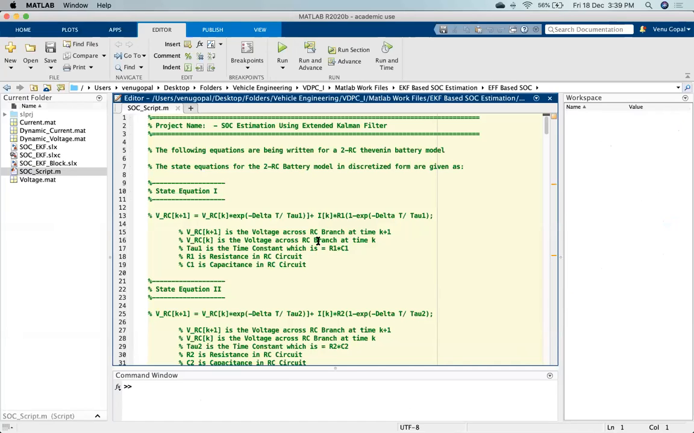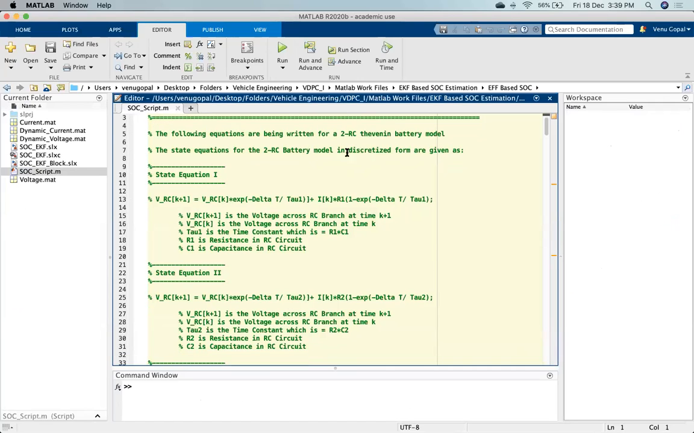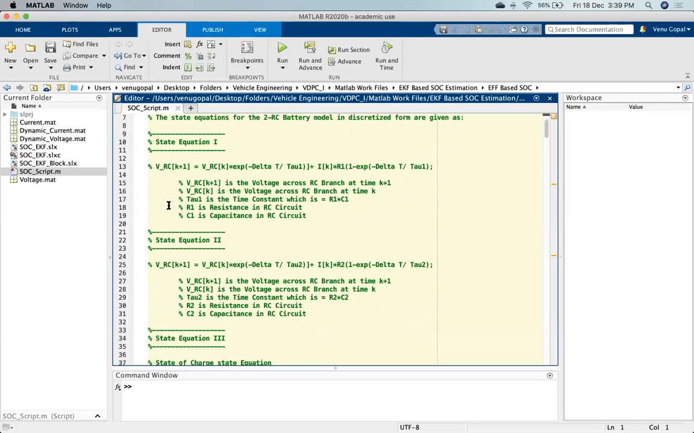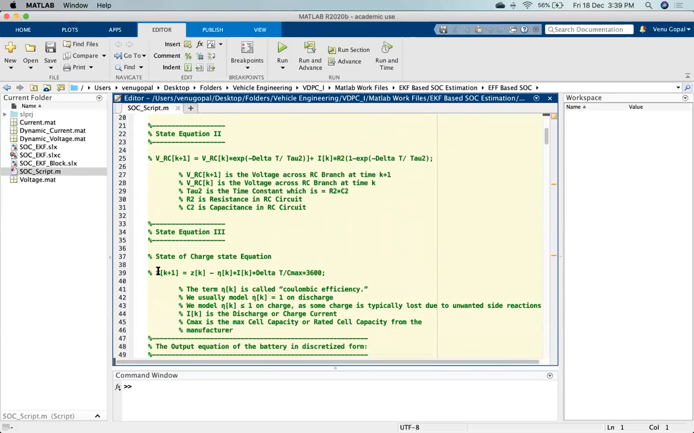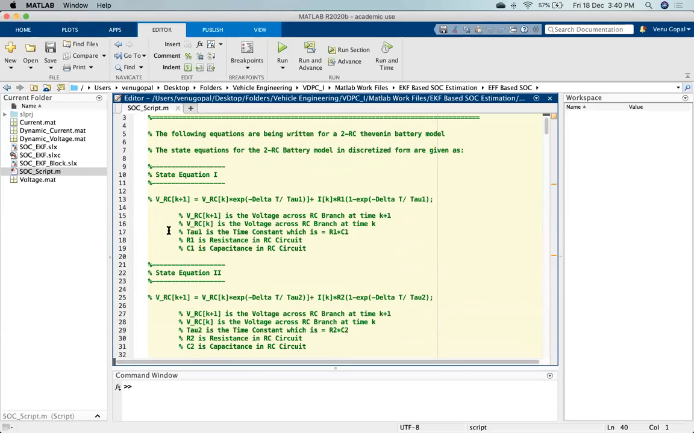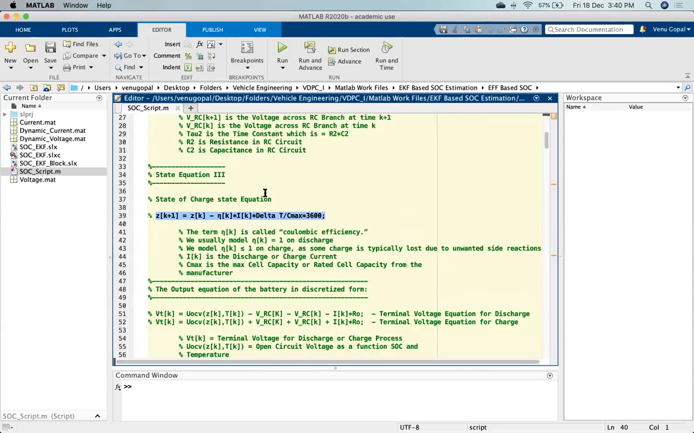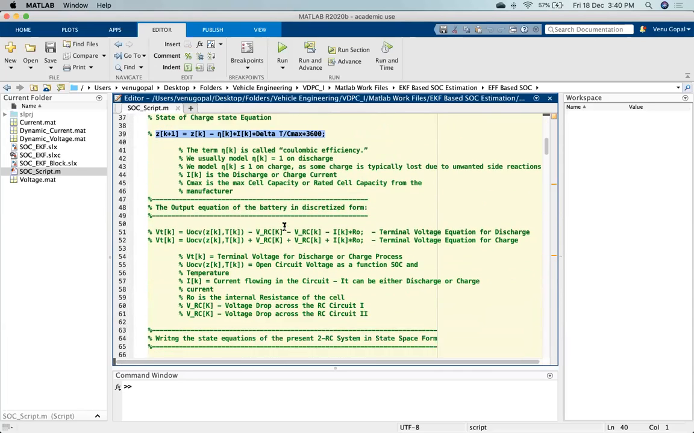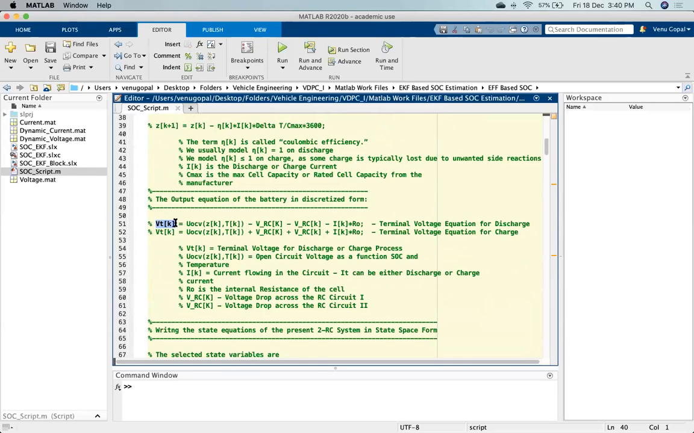So first, as I told you, we have to understand the system, the battery model. Here I'm using a 2RC Thevenin battery model. For that battery model, we have to write the state equations. So this is how the state equations will be: state equation 1 and state equation 2, and then I am writing state equation 3. State equations always depend upon what outputs you are expecting, and those things have to be your state variables. Here I am expecting the voltage across the RC circuits and the state of charge as the outputs, so that's why I have taken these 3 things as variables. And the output equation is the terminal voltage, so I am taking this equation.